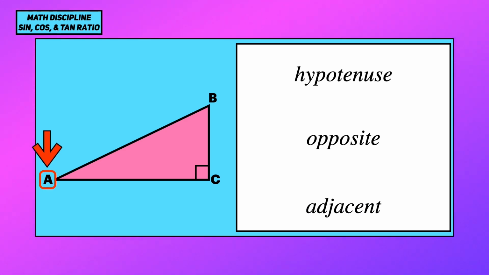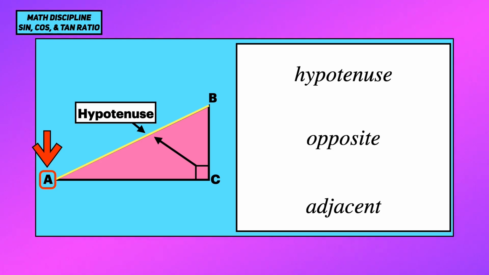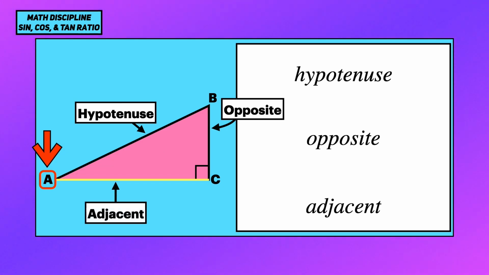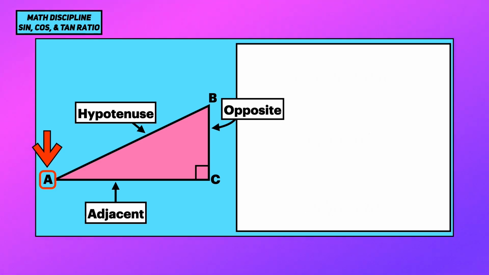In a right triangle, the side across from the 90-degree angle is always the hypotenuse. The side across from angle A is the opposite side. The remaining side is the adjacent side. The word adjacent means next to, so the adjacent side is one of the sides that forms angle A along with the other side that is touching angle A, which is the hypotenuse.